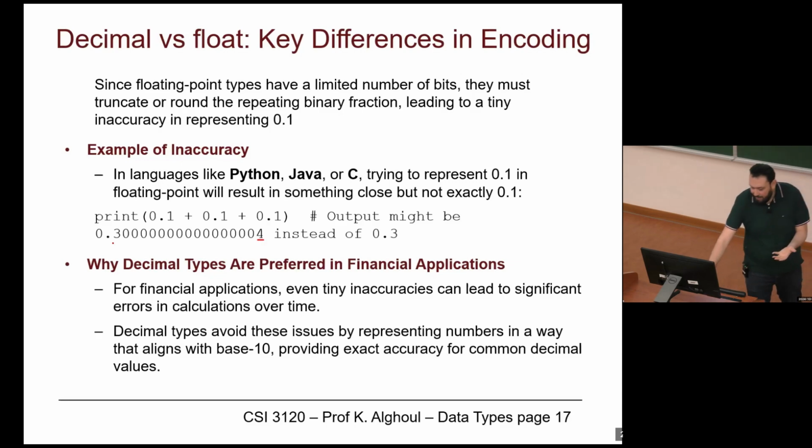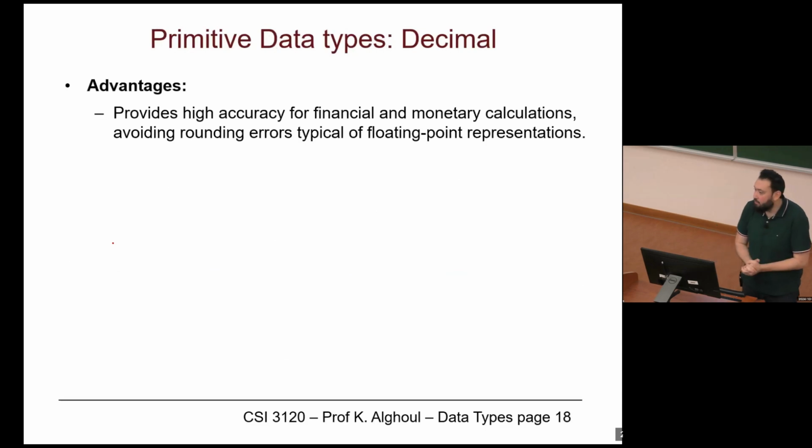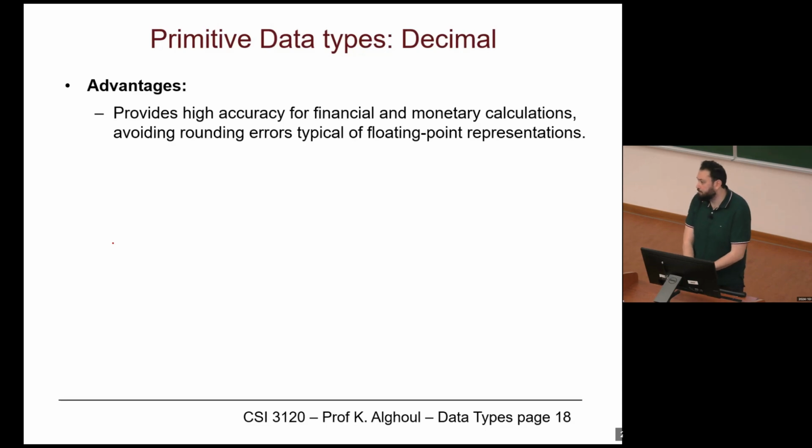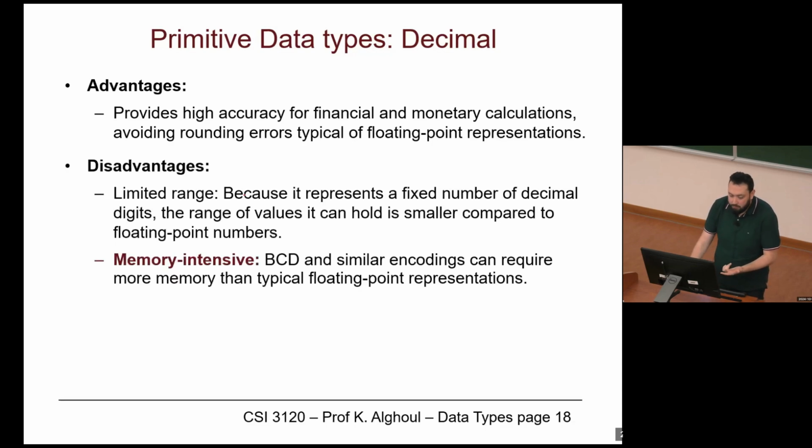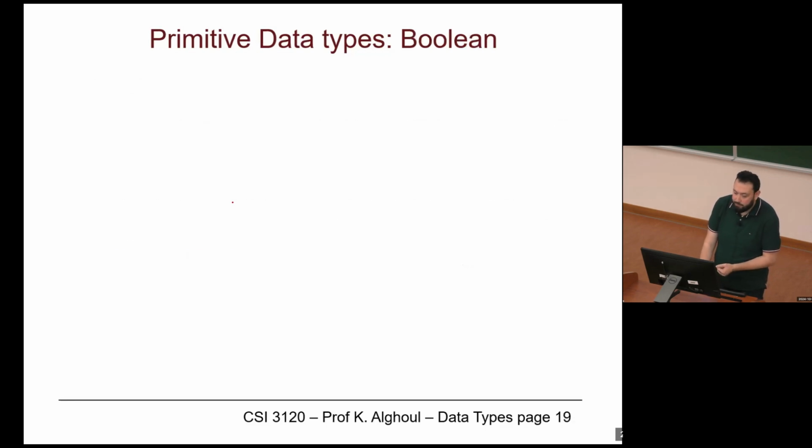Now, we know that the advantage for sure is high accuracy for financial and monetary calculation. But what is the disadvantage of this? Sorry? Redundant memory usage? Of course. We're wasting memory if I don't need it. Let's say you don't really care, you're not working with any financial application, you don't need that much precision. So you're going to be wasting memory. So limited range, of course, and then memory intensive when you're using it. Very good.